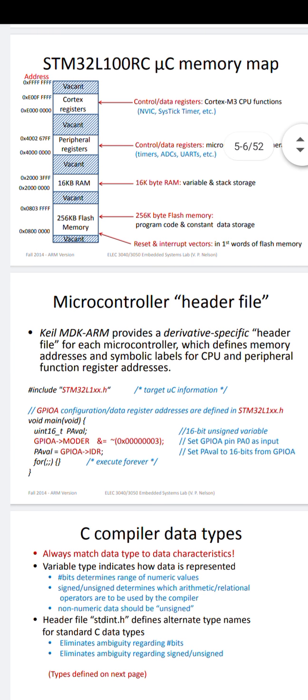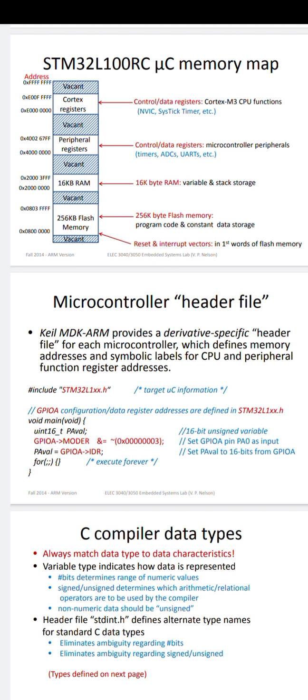Then first, what is the header file, and where do we write it. There is a main program that we start here, which is called a header file. First we note why the header file is important: it is used in memory for addresses and symbolic labels for the CPU and peripheral functions of the register addresses. Now for example #include STM32L1XX.h, that is the header file. It is also called a header file.